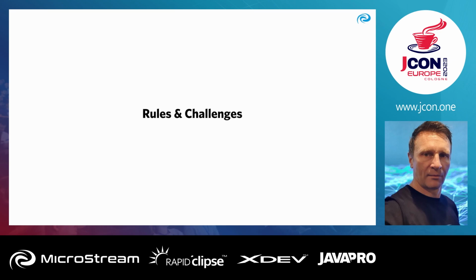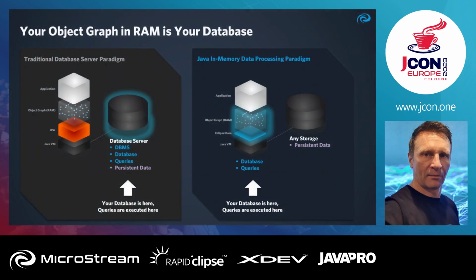With Eclipse Store, there are also some rules and some challenges, of course. It's a paradigm shift in database programming. So you have to rethink database programming. On the left side we can see the traditional database server paradigm. We have a database server, and everything is executed on a database server. With MicroStream or Eclipse Store, all data is located in memory. You search in memory. This is the big difference. You don't have to query a different machine.